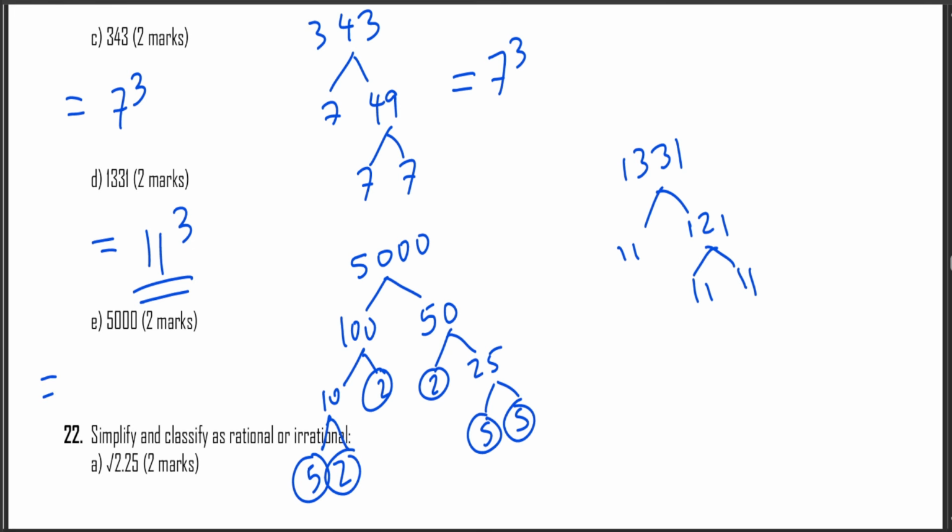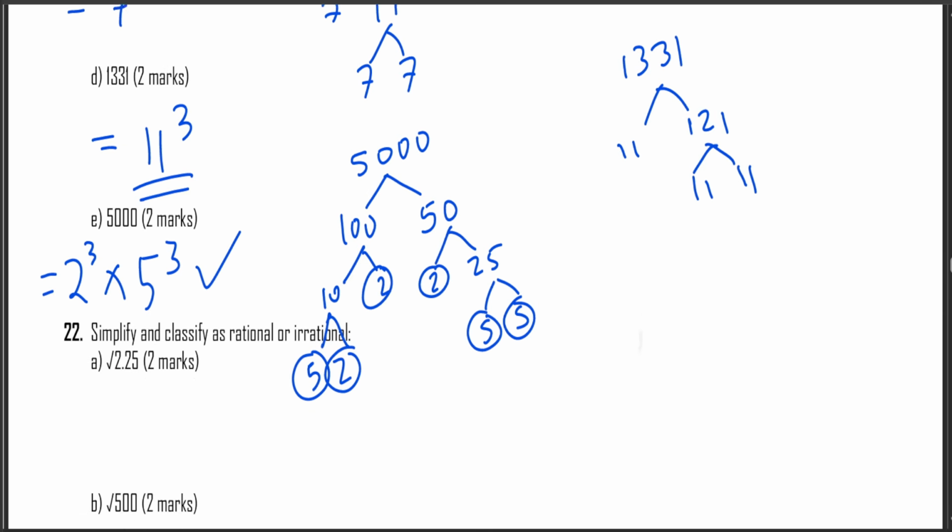So this will give you 2. How many 2's do you have? Start with the smallest. 2 cubed, 2 times 2 times 2, and 5 cubed. Look at it, it's very easy, rather than doing that long process which will take time.